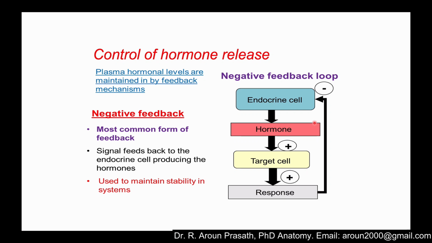So now if you see the general mechanism, the endocrine cells release the hormones into the bloodstream. These hormones reach the target cell, and the cell will respond according to the hormone present, according to the way it receives the hormone.